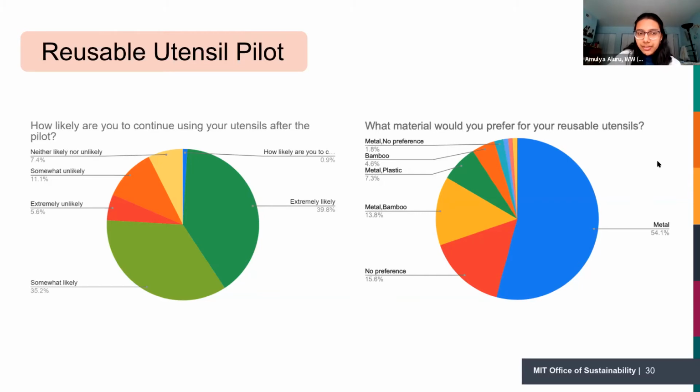And on the slide, we see two different diagrams. So the first one, these are both from the post-pilot survey taken by participants. So we see from the first diagram that most participants are very likely to continue using their reusable utensils, which points to the longevity of the program. Additionally, we see that students actually prefer metal over wheat straw plastic utensils, which was taken into account in our recommendations to MIT Dining. Next slide, please.